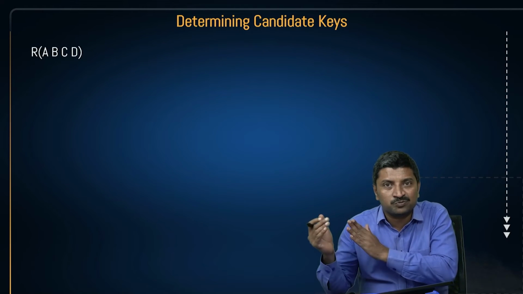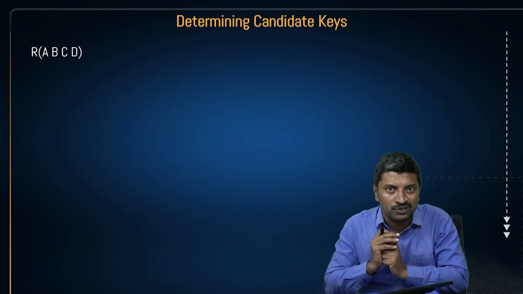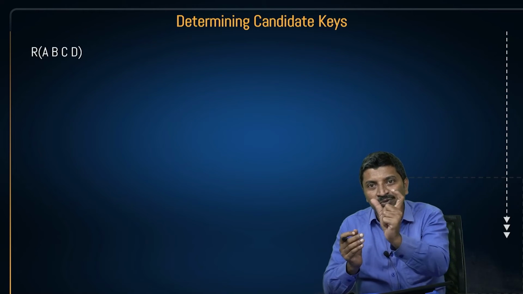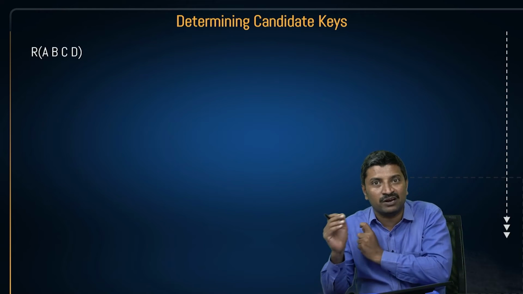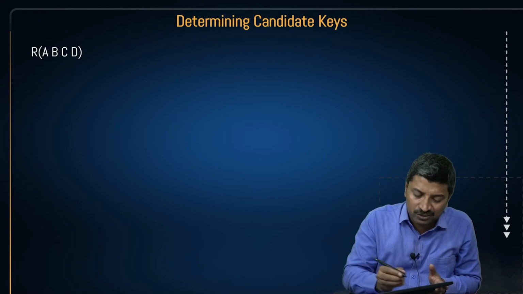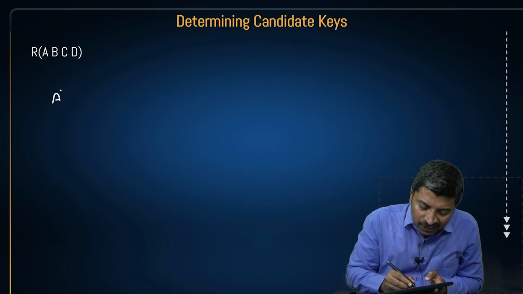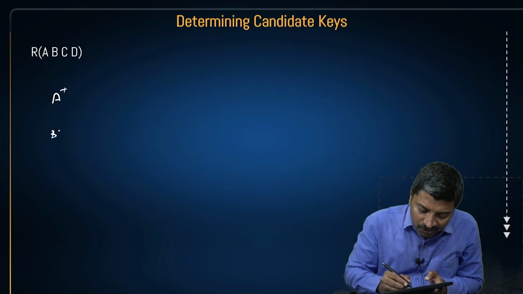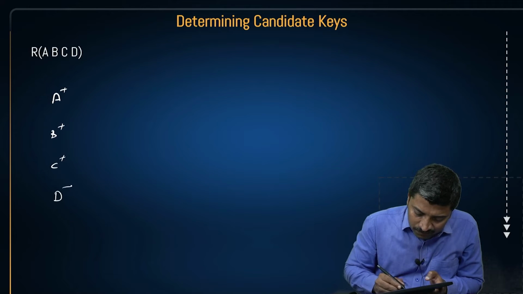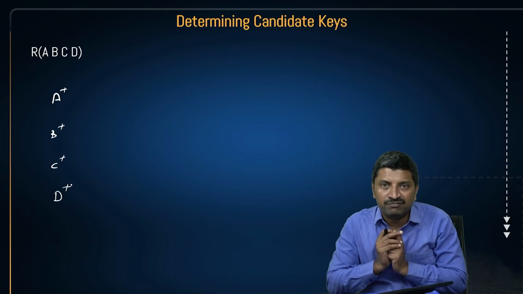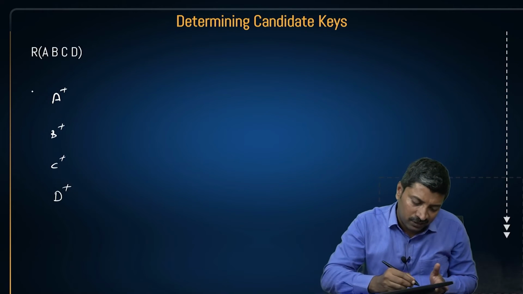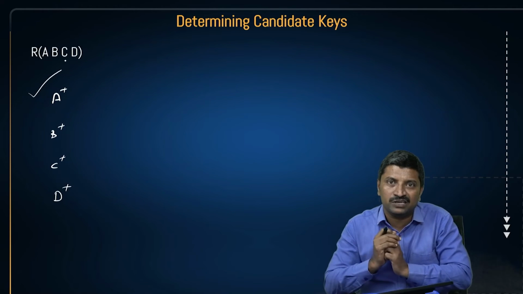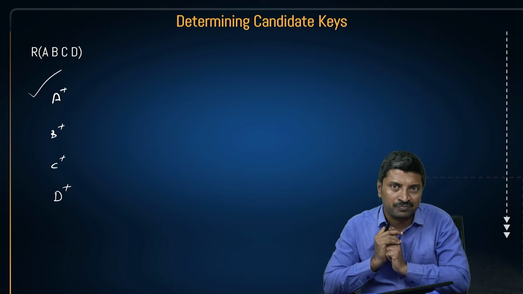For this, with respect to our exam point of view, we are interested in a minimal set of attributes. That means the candidate key should have minimum values. So for any given example, first we find the closures of single attributes. If any closure of these values contains all the attributes, then without any second thought, we can say it is a candidate key. Is that clear?